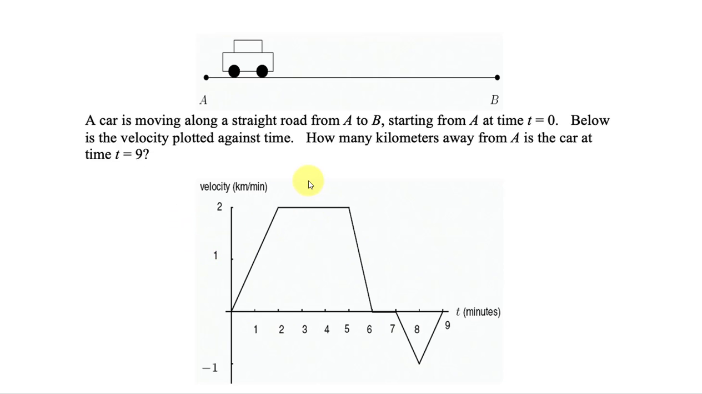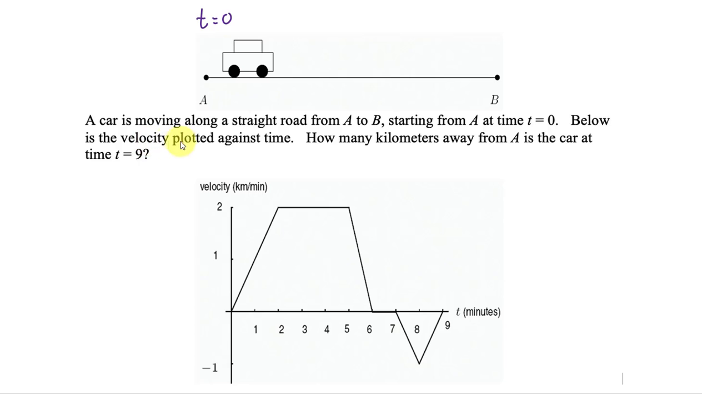In this video, I'm going to solve a question about the position and velocity functions. A car is moving along a straight road from A to B, starting from A, so from here, at a time when t equals 0. So the car starts from here when the time t equals 0.